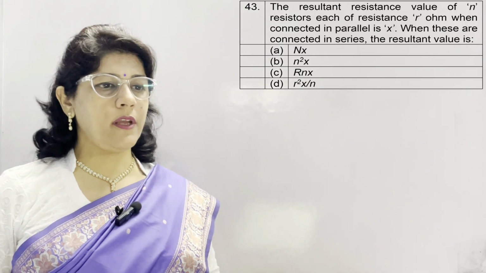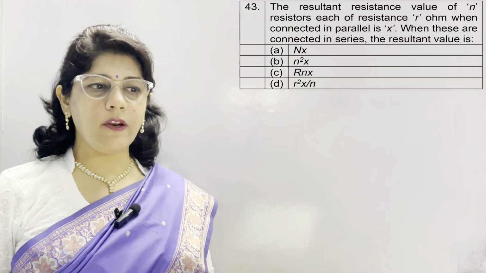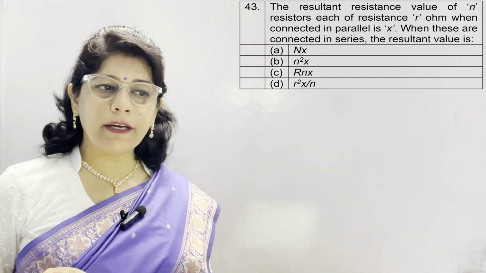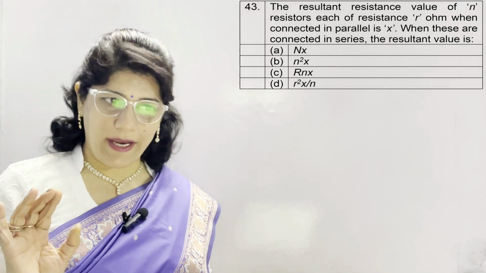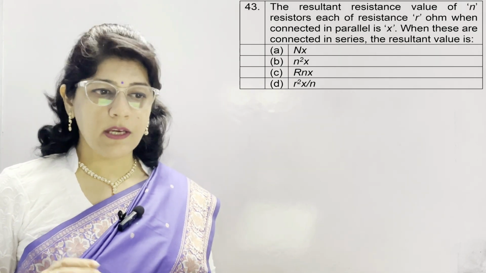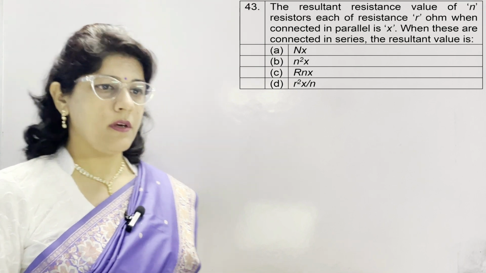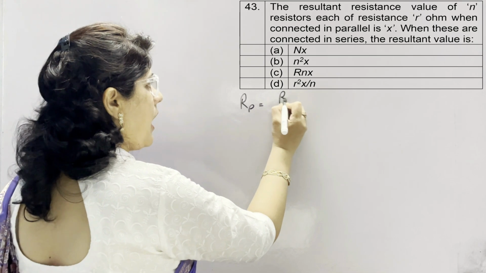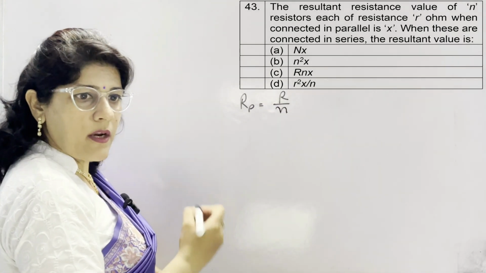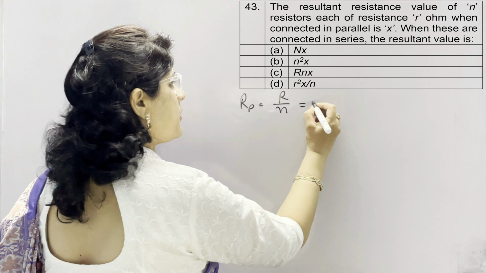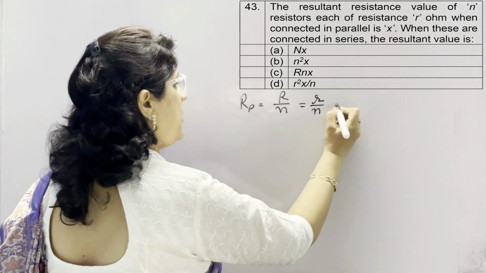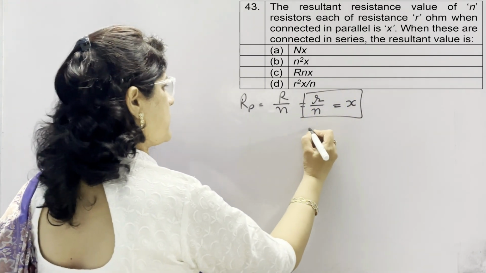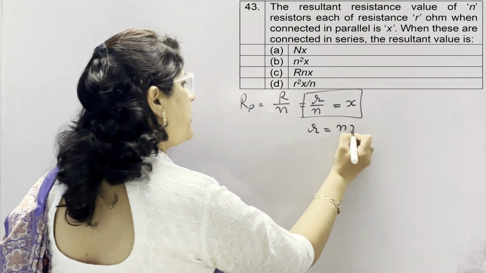In question number 43, the resultant resistance value of n resistors, each of resistance R ohm, when connected in parallel is equal to X. When these are connected in series, the resultant value we need to calculate. So we know that in parallel combination, answer is R upon N. N number of resistors used and value of resistance used is small r upon N, and value is given equal to X. So R upon N is equal to X. So resistance is N into X.